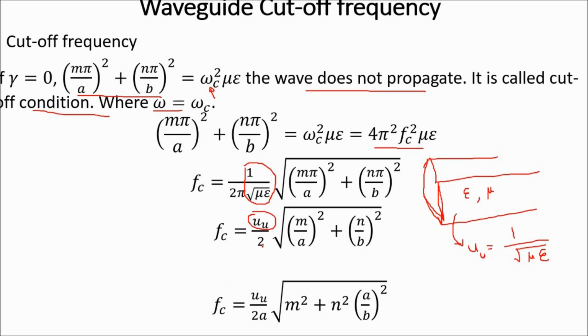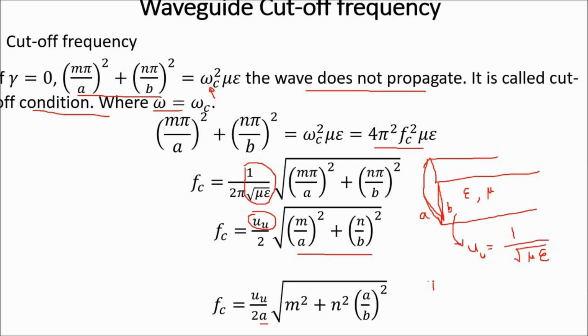Now fc can be written like this. We can cancel this pi with this, and we can further simplify this by taking a at the left. So you can write square root of m squared plus n squared a over b squared. Here m and n are called the mode numbers, and a and b are the dimensions of the waveguide. So let's say this is a and this is b.